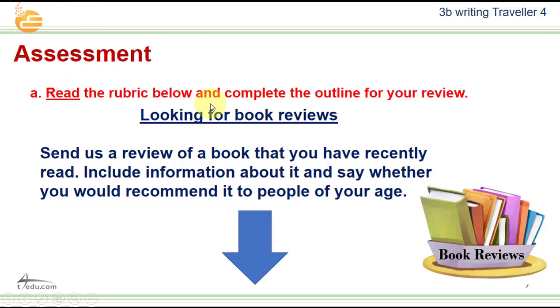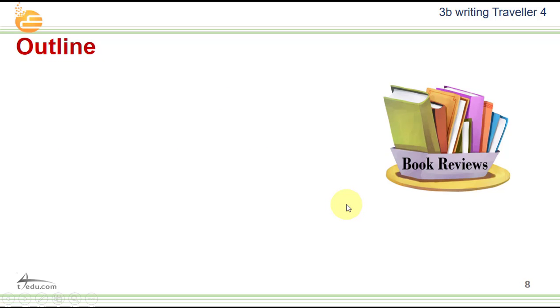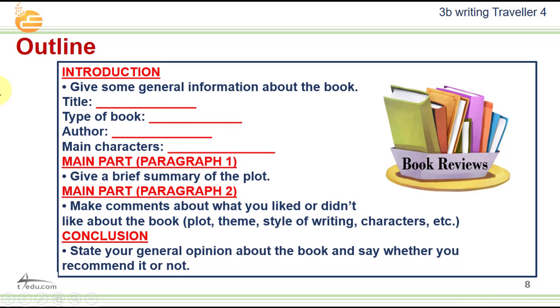Assessment. Read the rubric below and complete the outline for your review. Looking for book reviews. Send us a review of a book that you have recently read. Include information about it and say whether you would recommend it to people of your age. Outline. An introduction gives some general information about the book: the title of the book, type of book, is it a story, short story, novel, author, main characters, and in the main part, which is the first paragraph, give a brief summary of the plot.